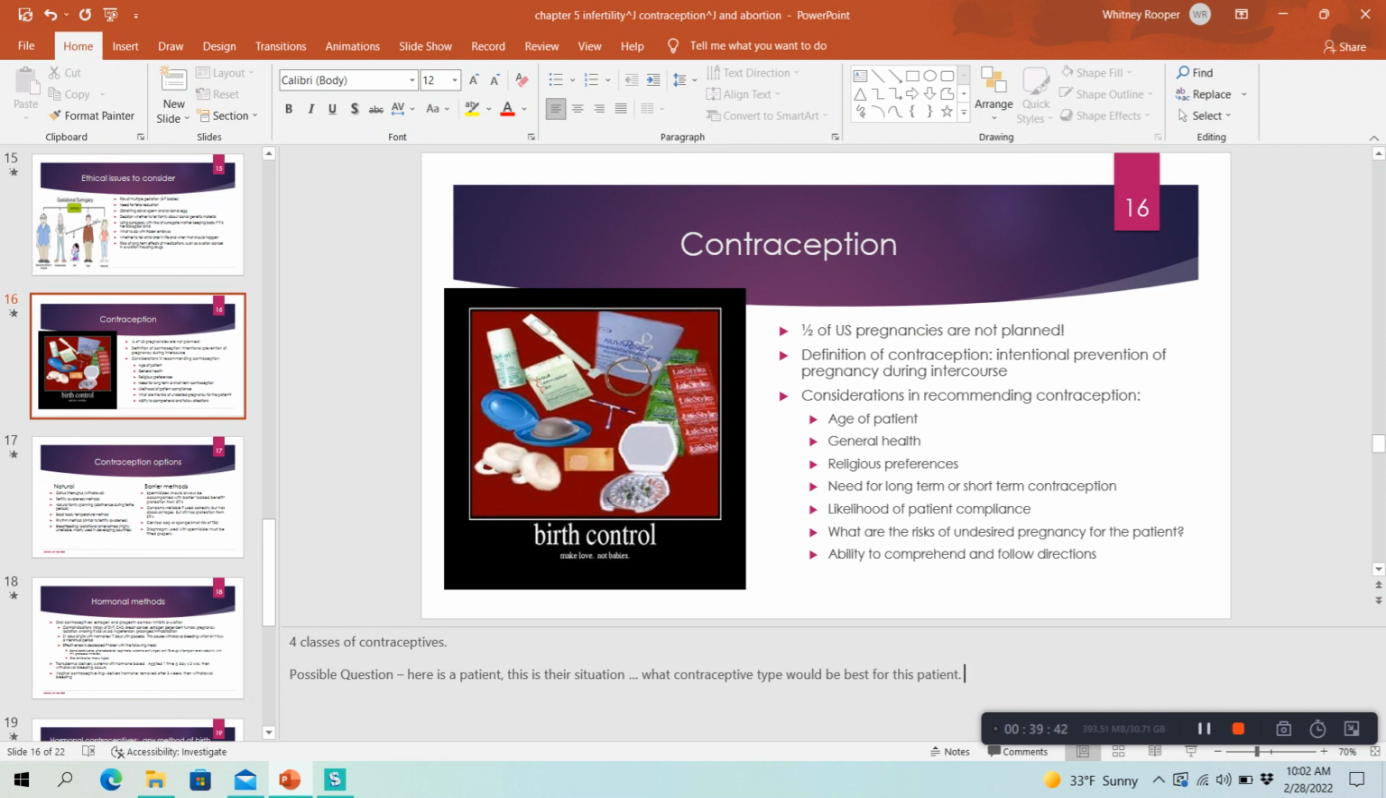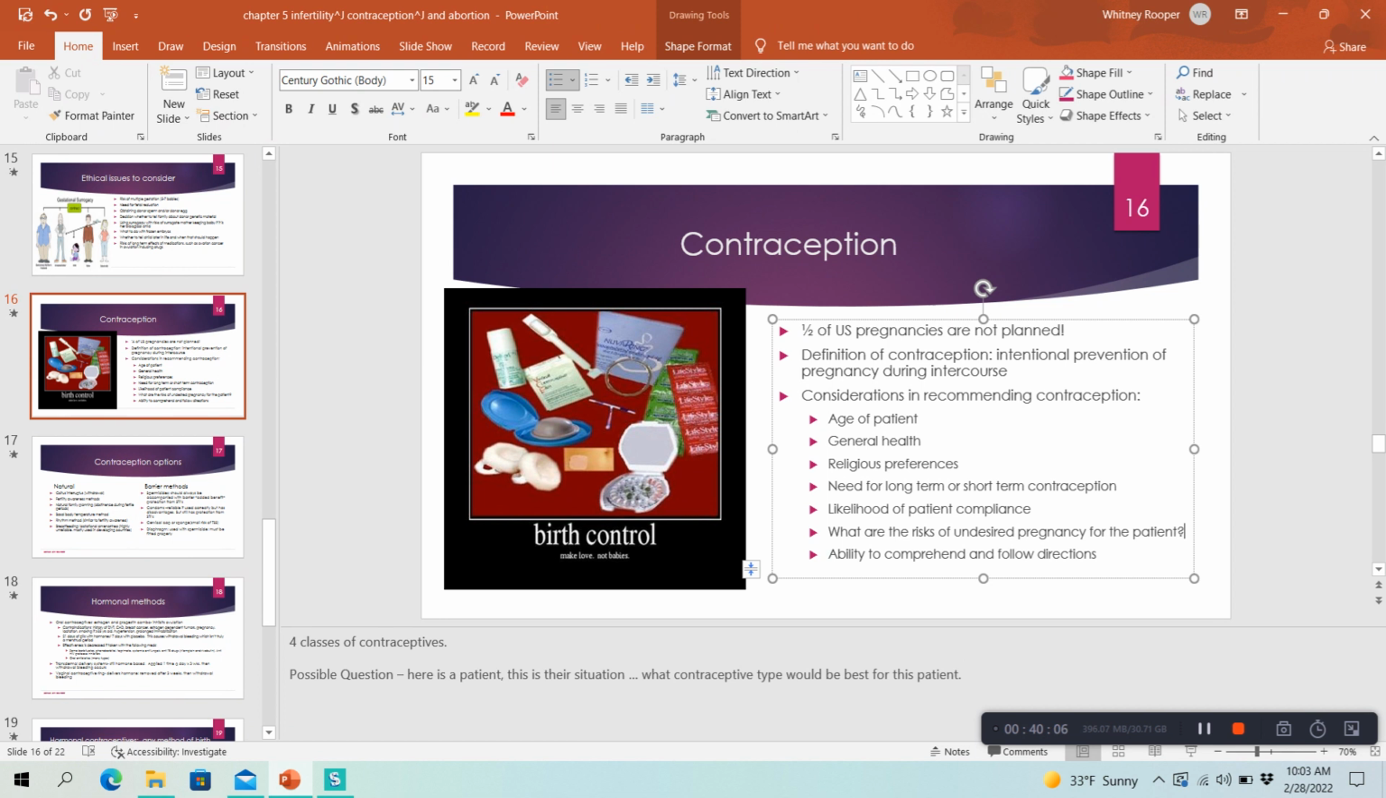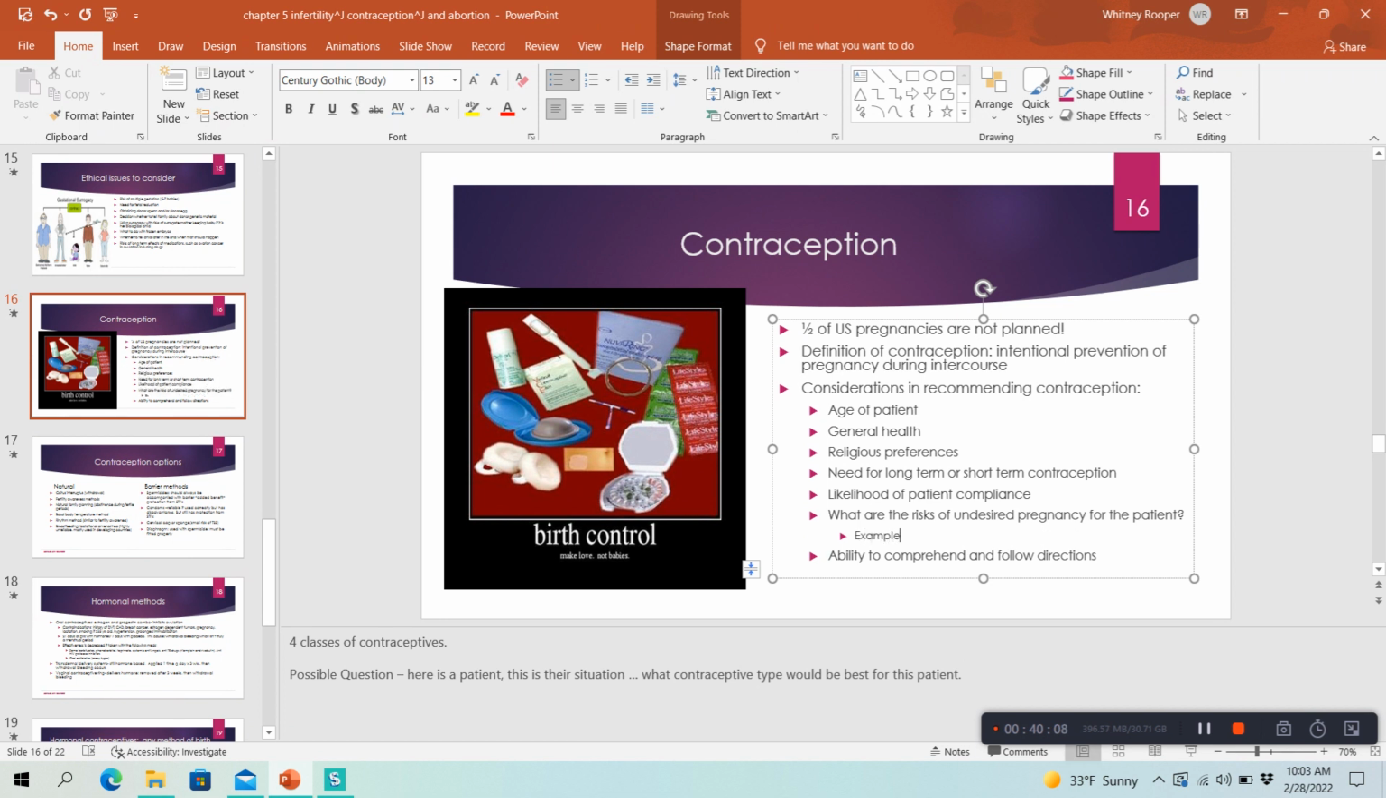The likelihood of patient compliance. If you're dealing with an adult woman with Down syndrome, are you going to give her the pill and tell her to take the pill at the same time every day? That's not going to be effective. What are the risks of undesired pregnancy for the patient? If this is a 25-year-old girl waiting on a heart transplant, we've got some big reasons for her not to get pregnant. So the risks of undesired pregnancy are significant for her, right? So we better not let her get pregnant. Ability to comprehend and follow directions. Again, if the patient is not fully competent, you've got to think about that and what you recommend.